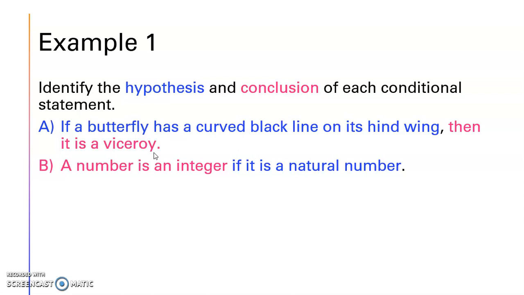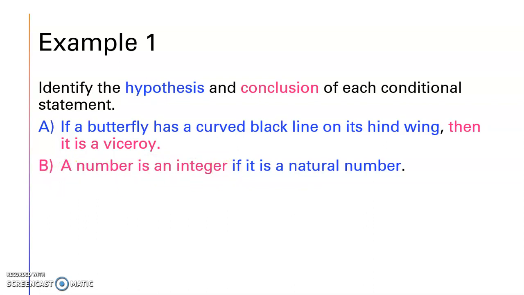In part B, it actually starts with the conclusion. It says a number is an integer if it is a natural number. This is the if statement. It is a natural number is your hypothesis. The then statement, the conclusion, is a number is an integer.